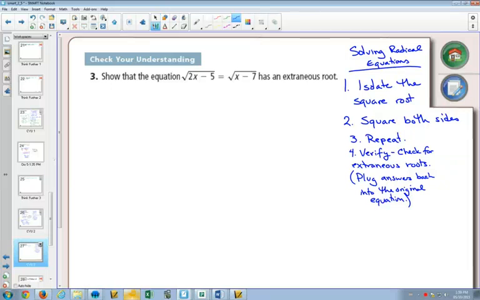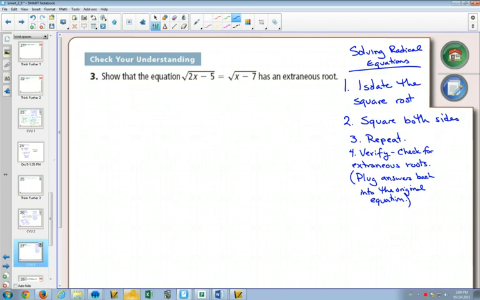So for this example, we have 2 square roots. So what we're going to do is we're going to isolate a square root, square both sides. Sometimes when you have 2 square roots, it may take more time to get rid of them. And we're also going to find out that this example, when we go to verify, actually has an extraneous root.